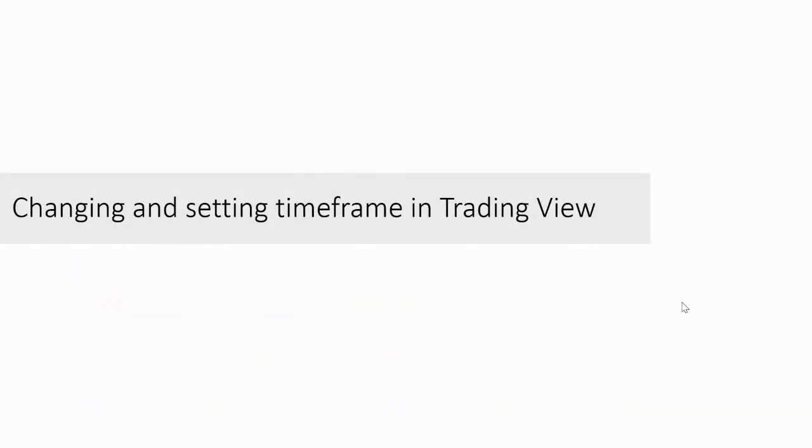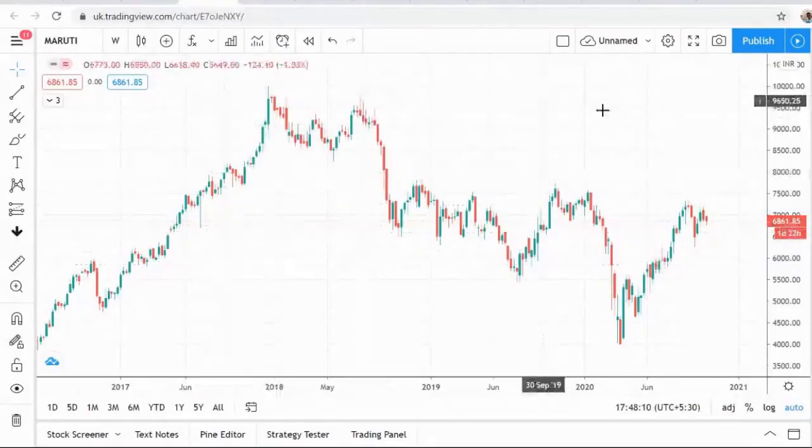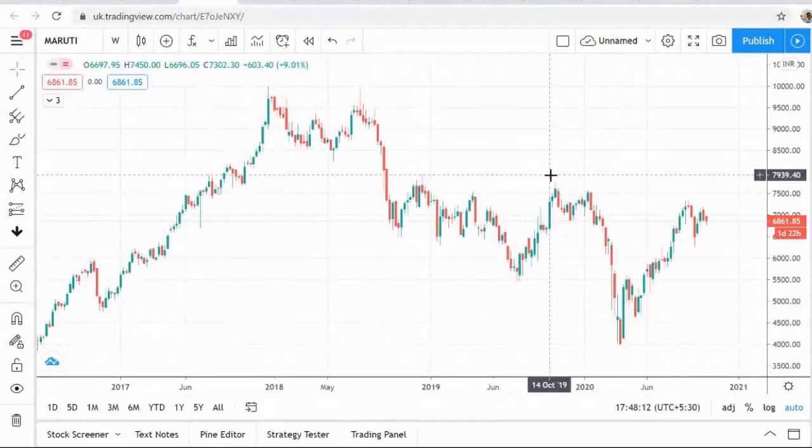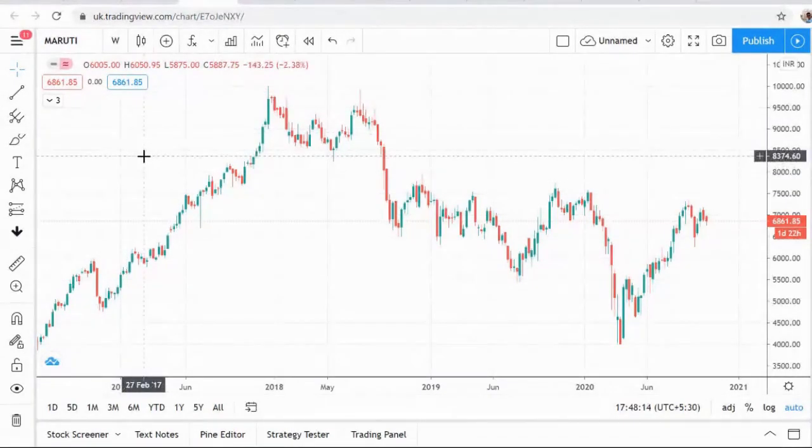The next is how should we change and set the time frame in TradingView. So TradingView is the platform that I have showed earlier also, and it is one of the best platforms for charting. So let's see how we find out which time frame we are operating in and how to look at it. So if you see, we have this chart open here, right? So this is Maruti chart, although the name doesn't matter.